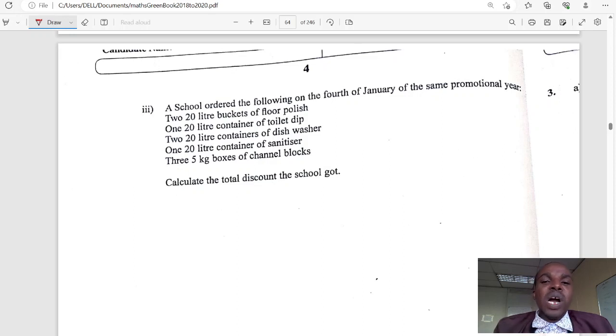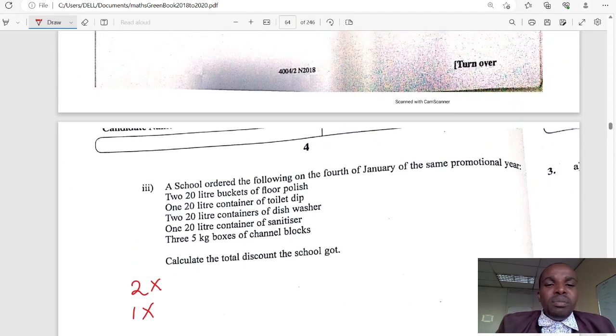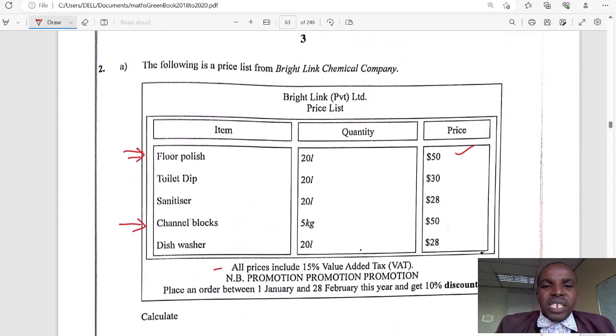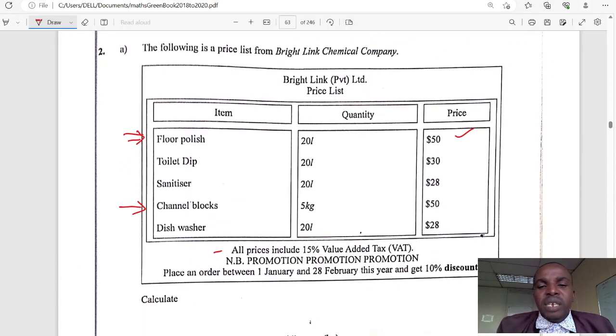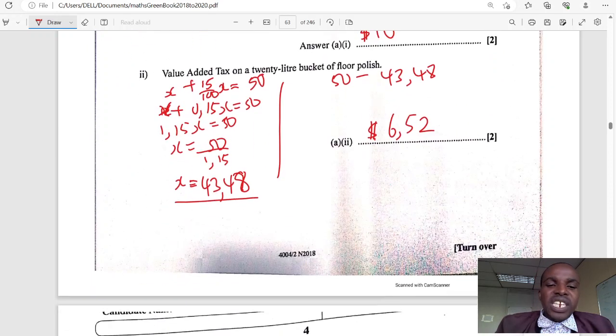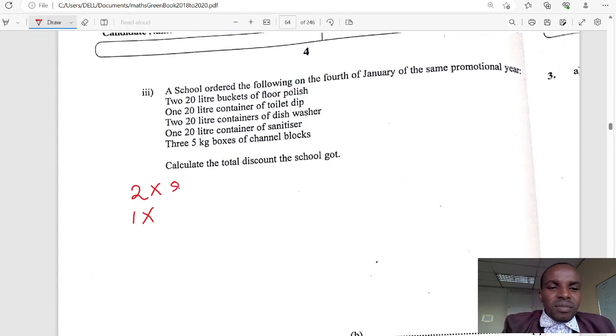So first thing, you have to calculate the total cost that this school incurred, the total cost of these items before discount. So you have 2 times 20-liter bucket of floor polish, then 1 times 20-liter toilet dip. Floor polish, the price is 50. Toilet dip is 30. Then next we have 2 times 20-liter containers of dishwasher, then 1 times 20-liter sanitizer.